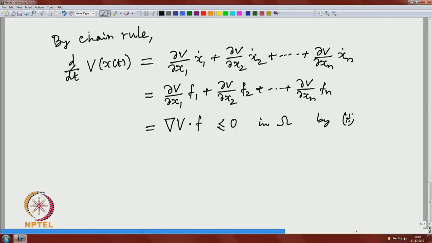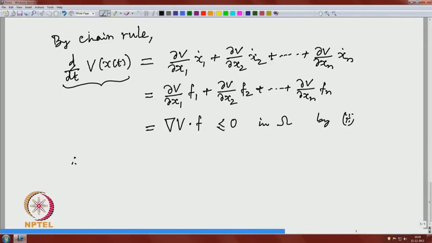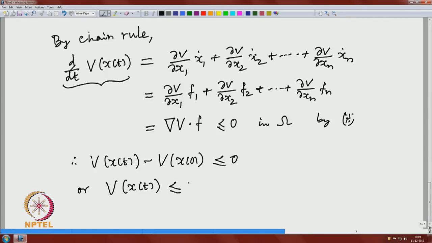Okay. So, now if you put this back, remember in the integrand we have this expression, and now by chain rule I have computed it and shown that it is less than or equal to 0. And again now you go back. Here in the integrand I have that derivative. So, therefore, V of x(t) minus V of x(0) is less than or equal to 0 by that integral. Or, V of x(t) is less than or equal to V of x(0).